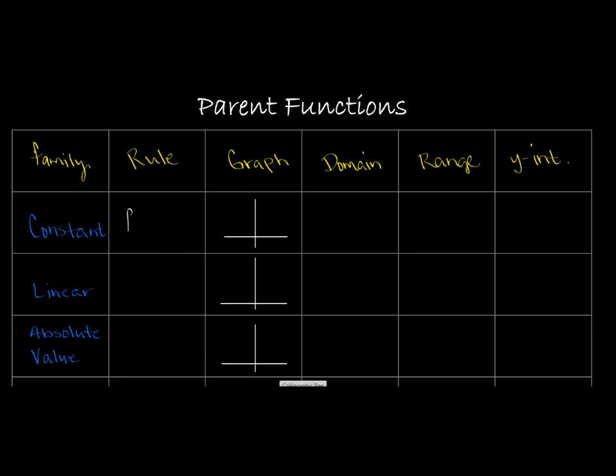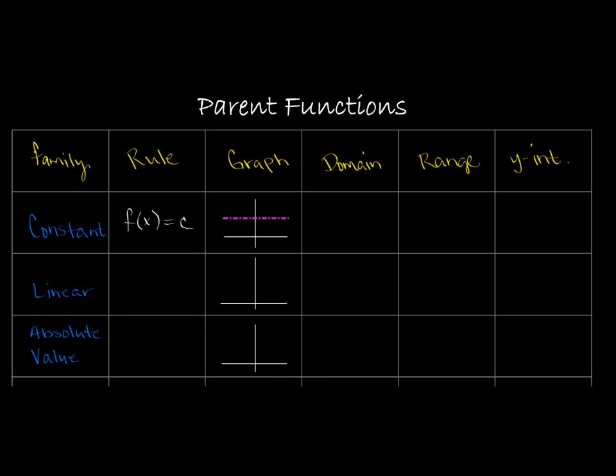So one of the first parent functions, and the most basic one, would be a constant function, and its rule is f of x equals a constant. Remember that f of x is the same thing as y, so what this is actually telling you is that y is going to be equal to some number. You're going to end up with a completely horizontal line because y will have to be the same number no matter where I am on the line.